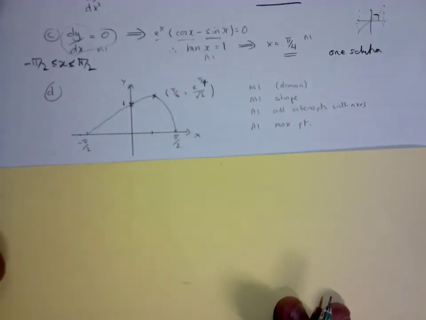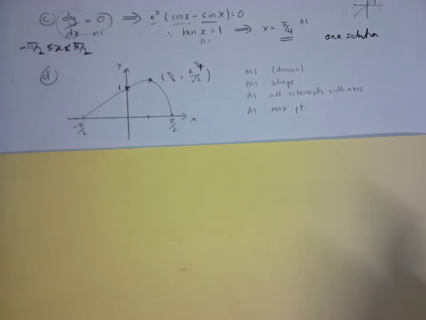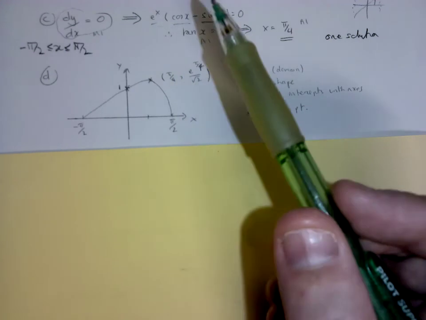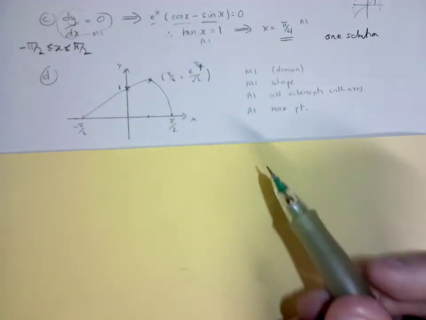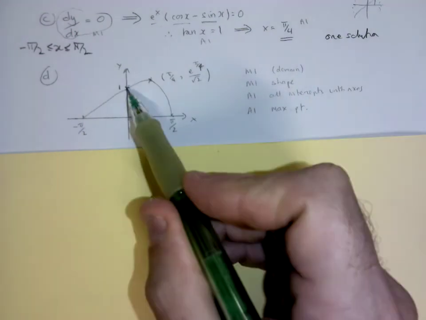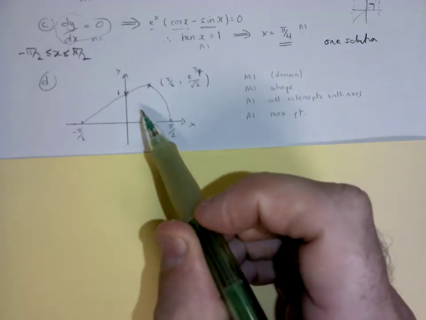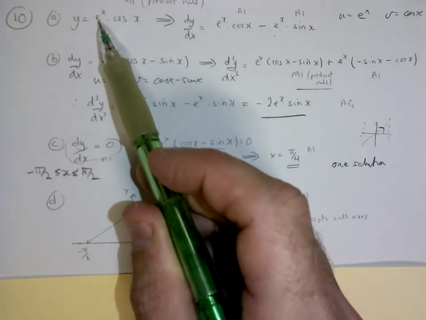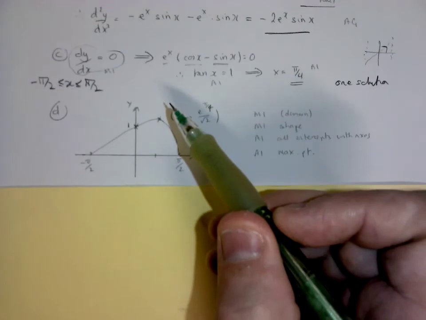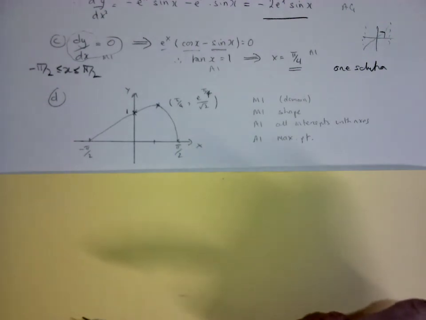D, then to sketch the graph of the function. I know that there's only one turning point, so I've got that there. I know also that it's going to be 0. If I put e to the x cos x is 0, that's going to be 0 at pi on 2 and minus pi on 2. I can comfortably find the y-axis intercept by substituting in x is 0. X is 0, it's the original function. E to the 0 is 1. Cos of 0 is 1, so I know that that intercept is at 1. So there's my sketch of the function that we've got.